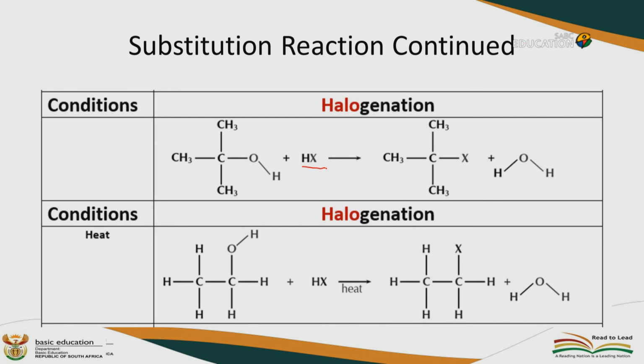Look, we're having HX. You know X stands for halogens, which is our bromine and our chlorine in this case. So we can have this reaction. If we are having a tertiary alcohol like this, the reaction can just spontaneously take place, and we'll have the X replacing the OH, and then it's able to form our water. But now, when we are having a primary alcohol, you must add heat.